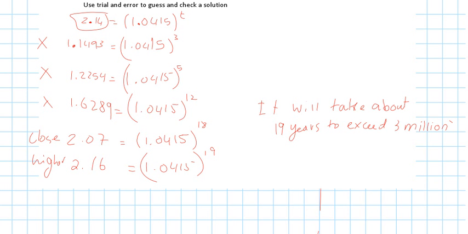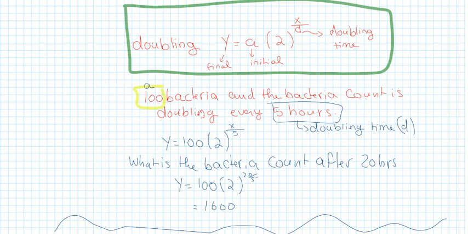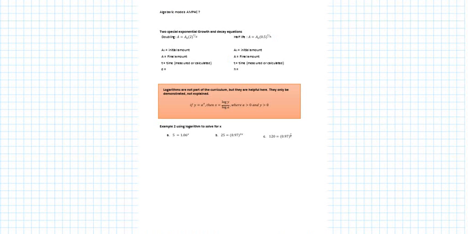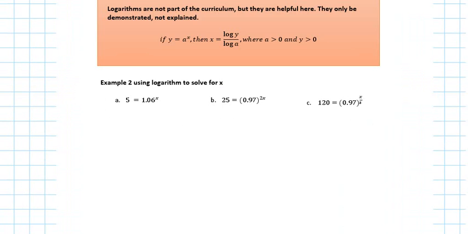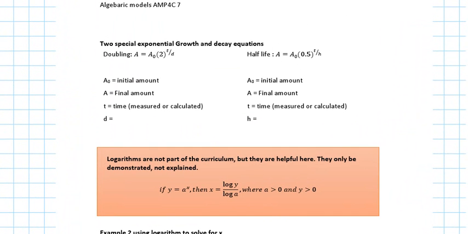So the answer can be higher. It's about, because it says exceed 3 million, right? That's why I went with a higher number. But if it doesn't say exceed, then it has to be lower. And it's somewhere in between.